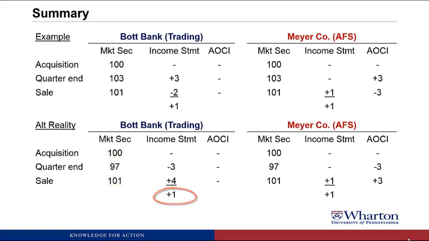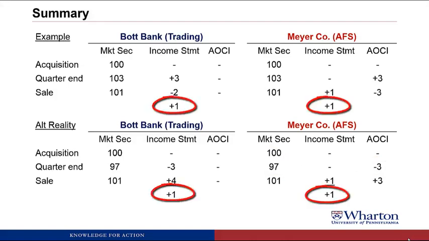For Meyer, same pattern, 100 down to 97, which shows up on the balance sheet, goes back up to 101 when we sell it. We use AOCI to store up that unrealized loss of 3, take it out when we sell it. We get the realized gain of 1. That shows up on our income statement only when we sell it. So across all of these scenarios, the total effect on the income statement is the same. It's the difference between what we bought it for and what we eventually sold it for.